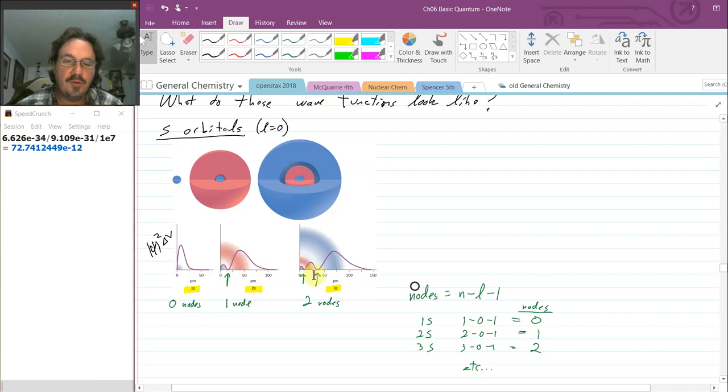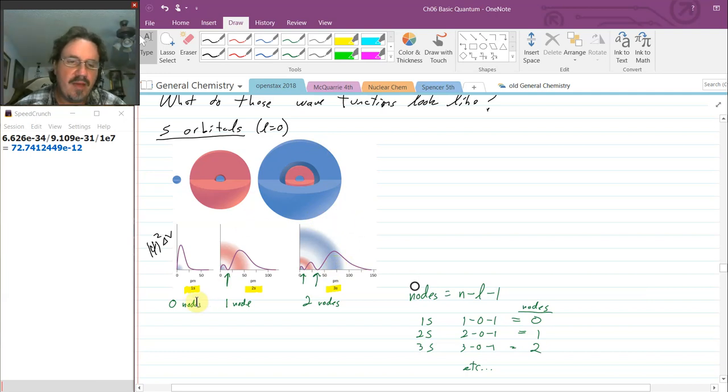A 3s orbital, now we've got 3 of those, so a beach ball and a beach ball and a beach ball kind of a thing. But again, it's that outermost beach ball, and this one now goes way out here. You're talking about almost 75 picometers away, so further out yet. That's where most of its electron density is going to be.